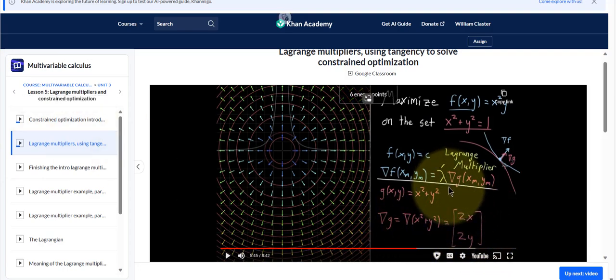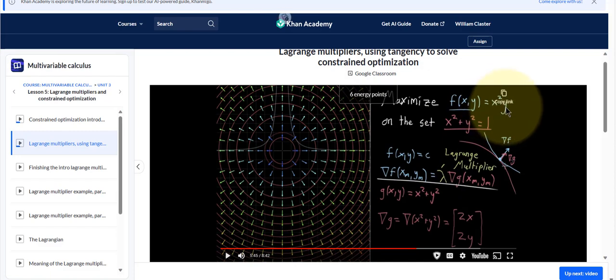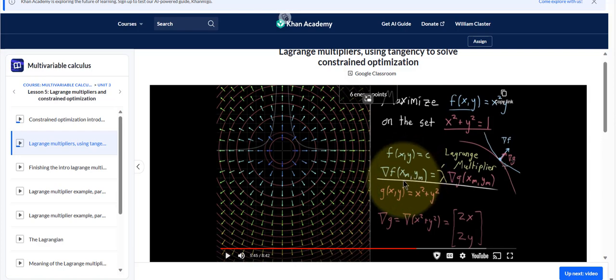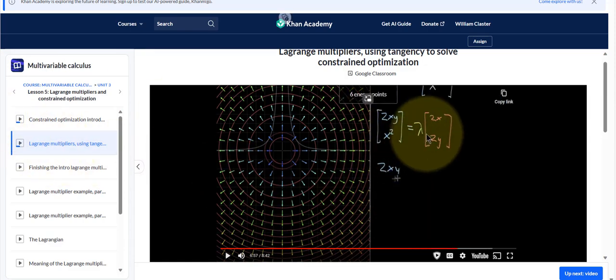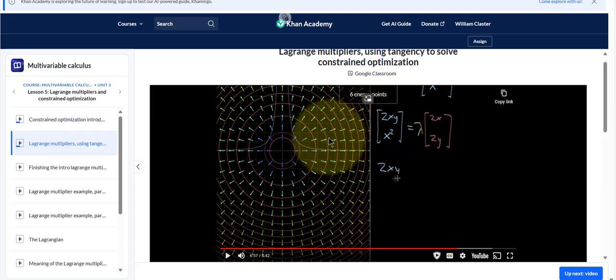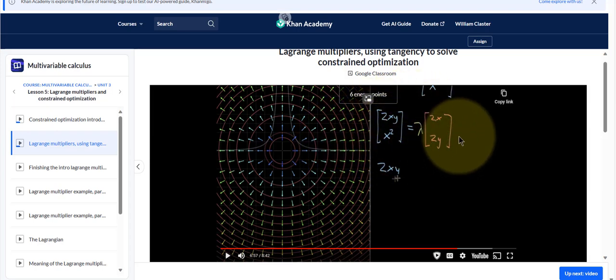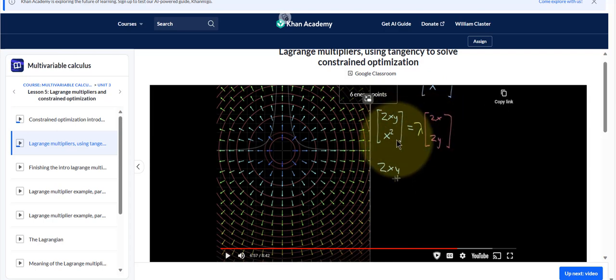And then we're going to put a lambda in front of it. And then we have to do the partial derivative of f, which you can't really read here, but it's x squared times y, and that's f. And we want the same thing, the gradient of that, which means the partial with respect to x and the partial with respect to y. And we end up with this. And this is the vector representation of the observation about the gradients being multiples of each other.